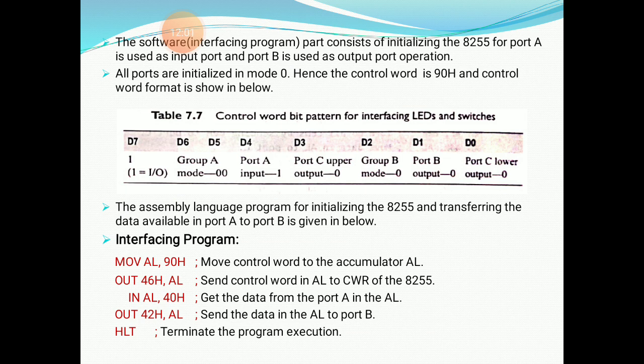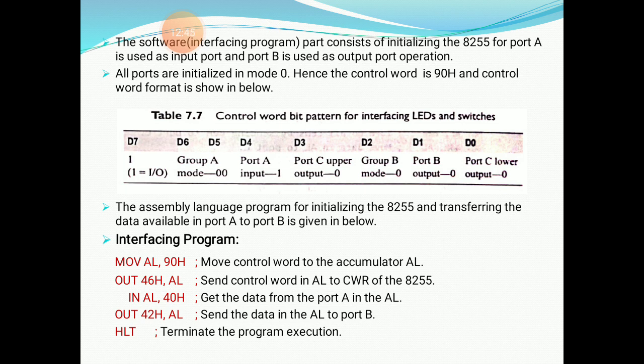The control word format is shown in the table below. It is an 8-bit format, so D0 to D7. In the control word format, the D7 bit is 1, which belongs to the I/O mode of operation, that is, all ports are used as input and output ports. Bits D6 and D5 belong to mode selection of group A, where group A includes port A and port C upper. So port A is used as an input port in mode 0 operation. So D6 and D5 are both 00 for mode 0 operation.